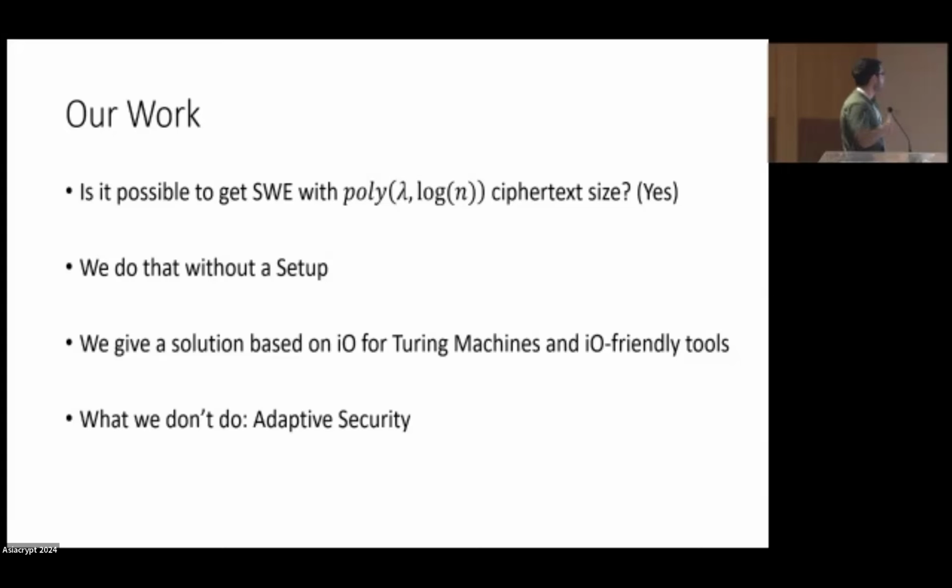So what we do in our work is study whether it is possible to get this primitive with compact ciphertext, say polylog in n ciphertext size. And we answer positively to this question, and we do that without adding any setup assumption. But ours is more of a feasibility result, based on iO for Turing machines and other iO-friendly tools. Even with this strong tool it is quite challenging, and indeed we just achieved a notion of static security that I'm going to show in the next slide. So we don't do adaptive security.